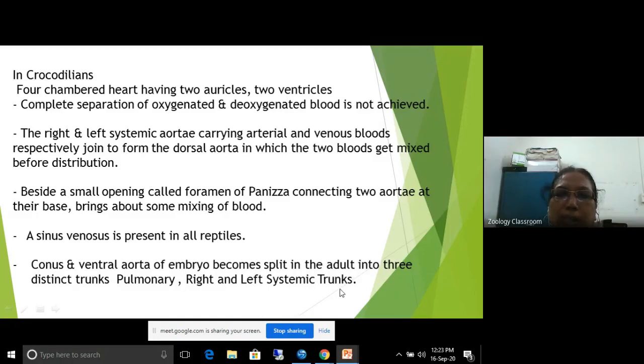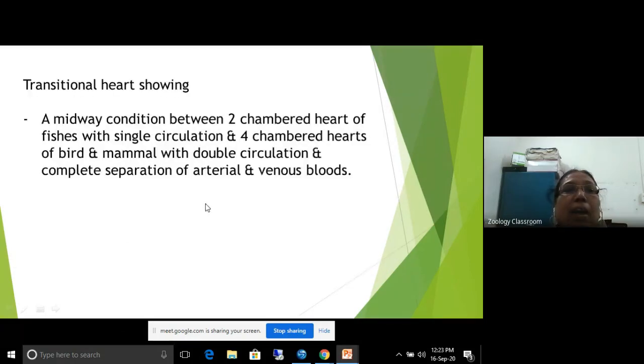Last time we also discussed this. So it is found only in the crocodile. So the crocodile is called a transitional heart. What is the meaning of transitional heart? A midway condition between the two chambered heart of fish, where circulation is single, and the four chambered heart of bird and mammal, with double circulation and complete separation of arterial and venous blood. This heart is shown between the two chambered and four chambered hearts, so it is called a transitional heart. So this is found in the crocodile.